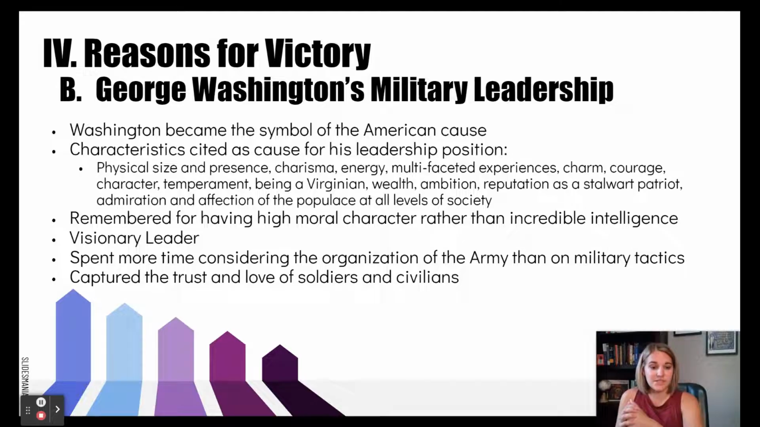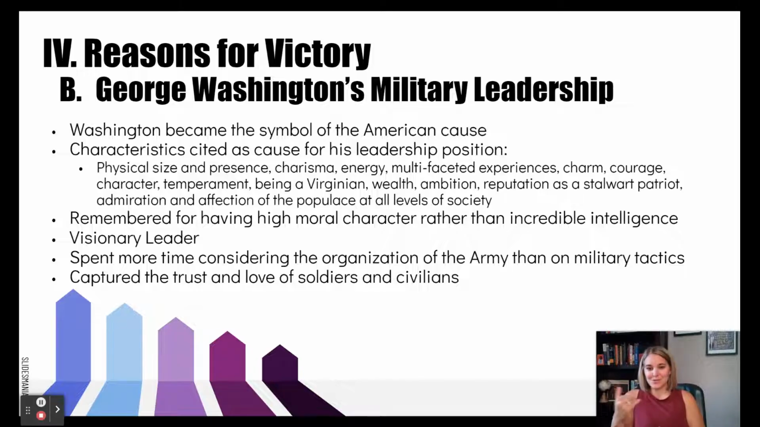So let's move on to the second reason for victory, and that's George Washington's military leadership. Washington ends up becoming the symbol of the American cause. And really, there are many historians that cite a variety of reasons for his leadership position.